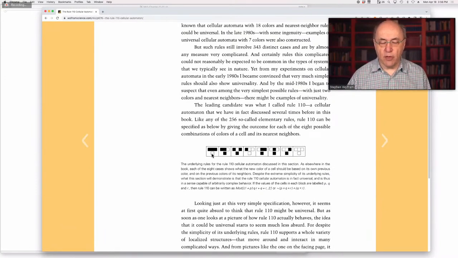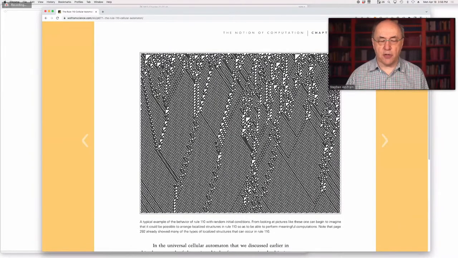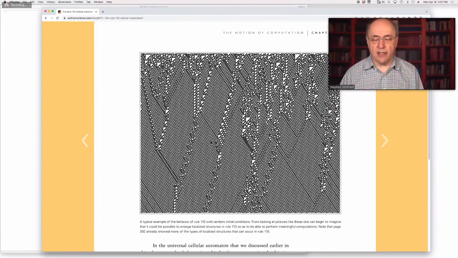It's a very simple rule. So you'd say, well, if that can be universal, practically anything could be universal. Let's look at what Rule 110 does. That's a typical thing that it does. You start off in a random initial condition. It'll quickly generate all of these little structures. The structures interact with each other. It looks a little bit like that logic circuit cellular automaton that we had earlier. So the question is, can we turn this into something which is obviously universal?